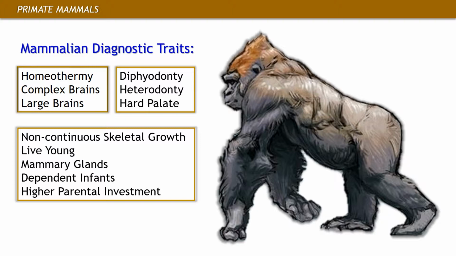In the following screens, I will discuss each of these mammalian diagnostic traits, but just so that you see what's coming up, we will discuss homeothermy, complex brains, large brains, diphyodonty, heterodonty, and the hard palate, non-continuous skeletal growth, live young, mammary glands, dependent infants, and higher parental investment.